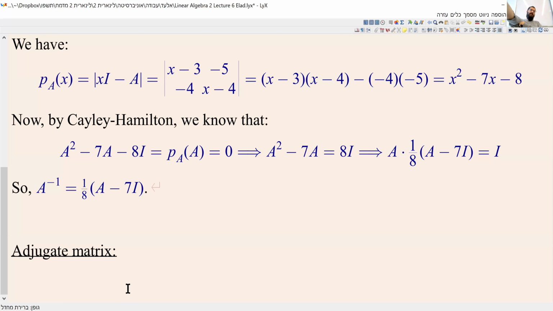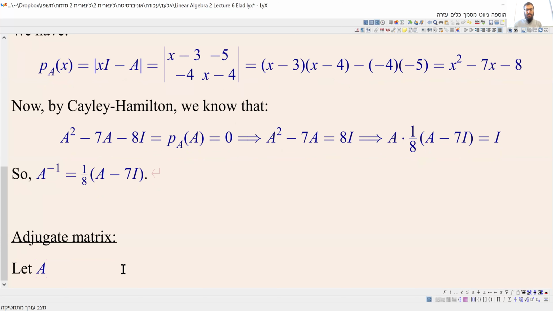So I want to define the adjugate matrix. I want to give you an example. I want to state the main theorem about it. I want to prove the main theorem. I think I want to do it. Let's roll with it. And after that, let's see the time, and we'll prove Cayley-Hamilton. Okay, so what is the adjugate matrix?